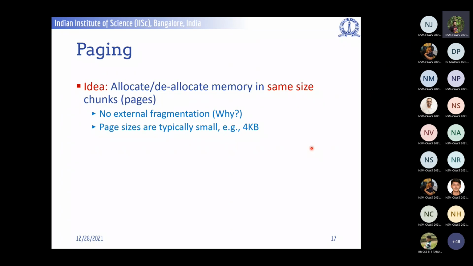Here the idea is very simple. Instead of allowing different segments to be of different sizes, the idea is to allocate and deallocate memory in the same size units, which are called pages. The typical page size in, say, x86 systems, and also in ARM, the default could be 4 kilobytes. Research page sizes are typically smaller, the reason we'll see shortly. But the big advantage here is that there is no external fragmentation.